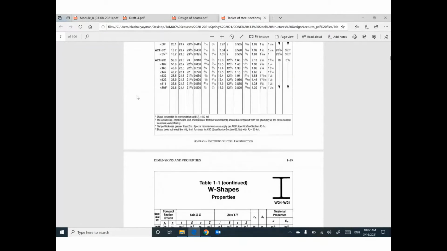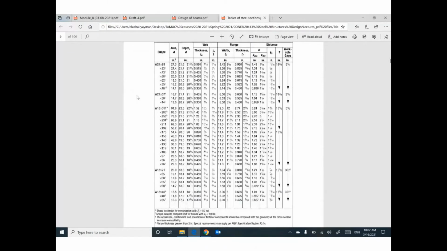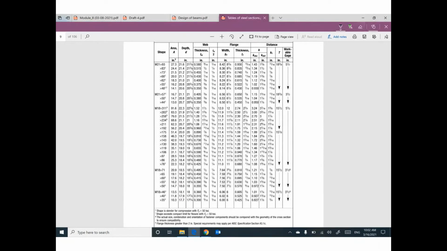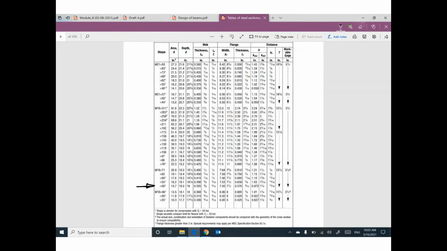It's a trial, so let's do W18 by 50. This one. You will ask me, why this one? I don't know. I selected anyone. I will assume W18 by 50 and try this one.